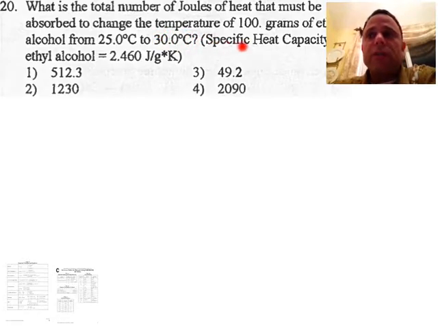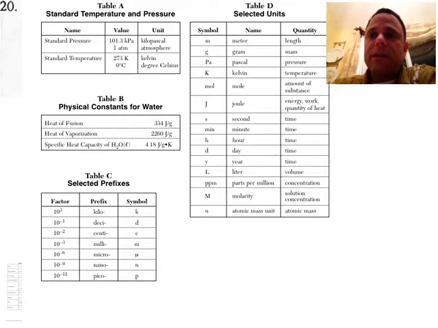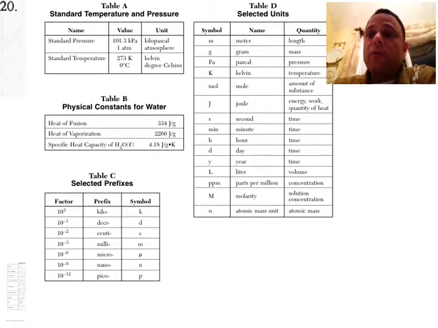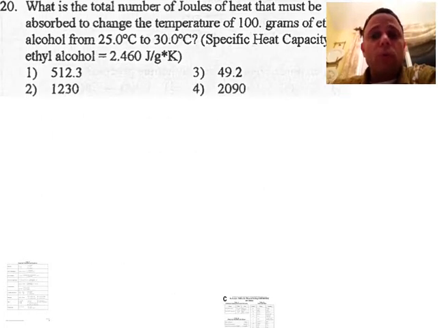With this question, they're giving you the specific heat capacity of ethyl alcohol. Remember, for water, the specific heat capacity was 4.18 joules per gram Kelvin. Well, you're not dealing with water this time. You're dealing with ethyl alcohol. And because of that, they gave you the value, 2.60 joules per gram degrees Kelvin.